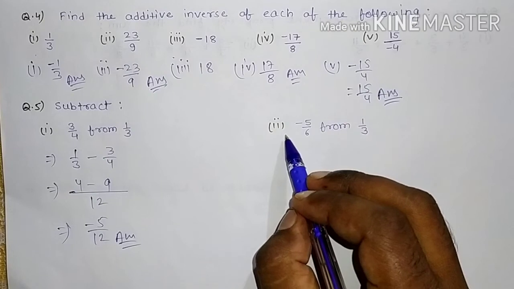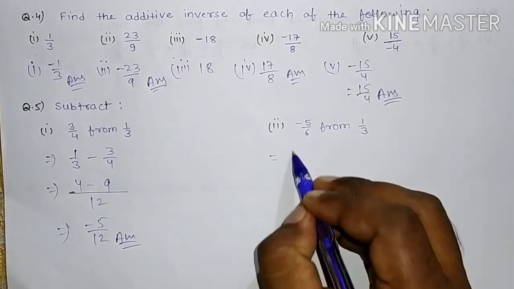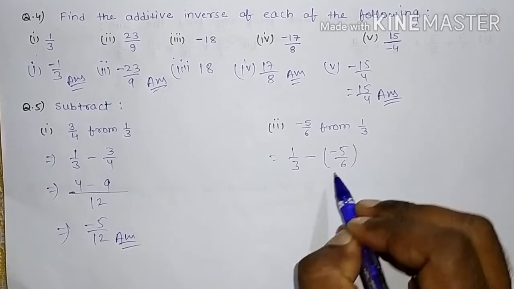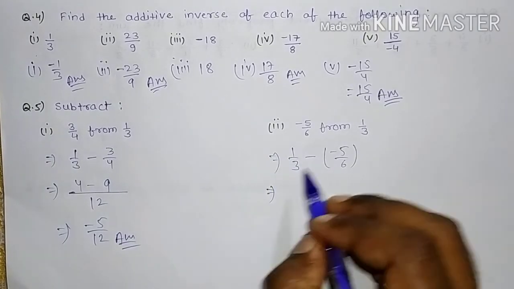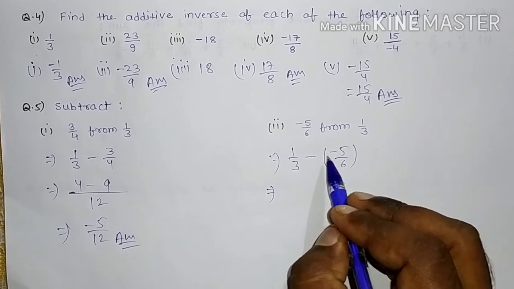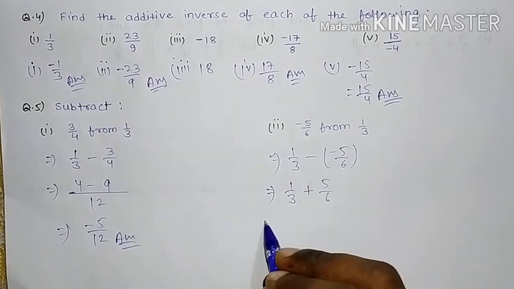Similarly, question number two: subtract minus 5 by 6 from 1 by 3. So 1 by 3 minus of minus 5 by 6. Minus and minus multiply to give plus, so it becomes 1 by 3 plus 5 by 6.